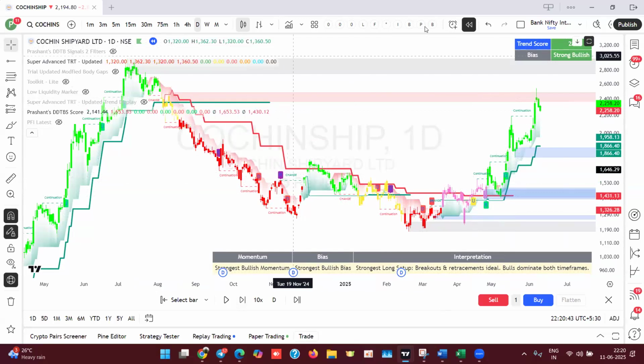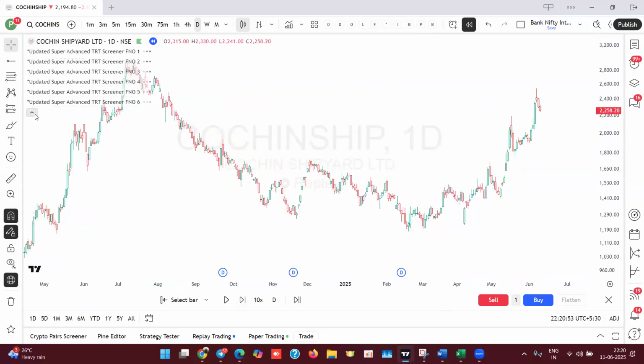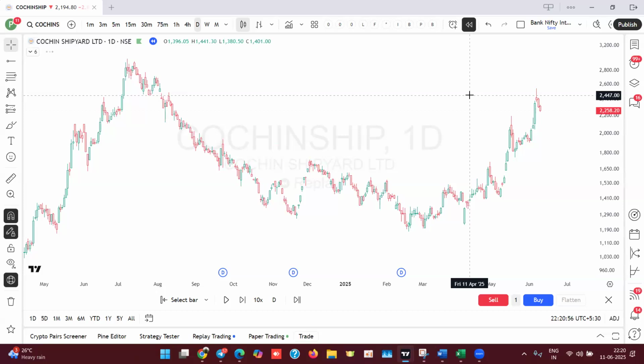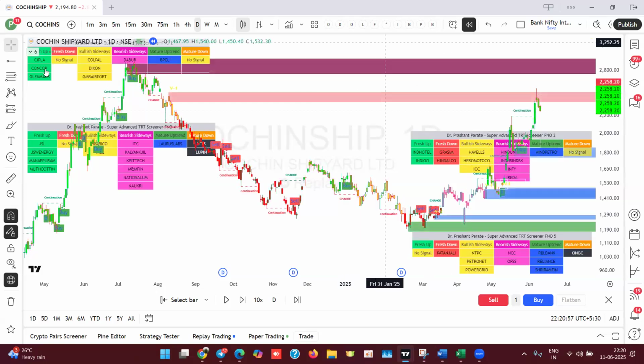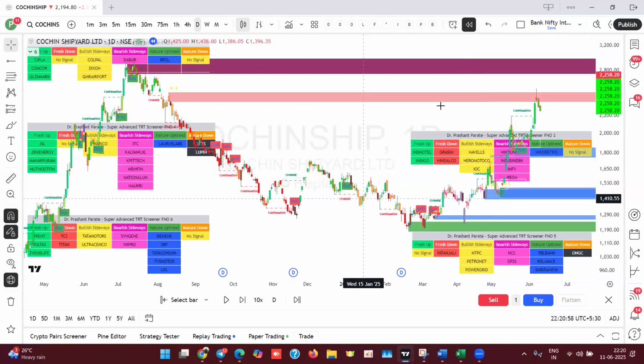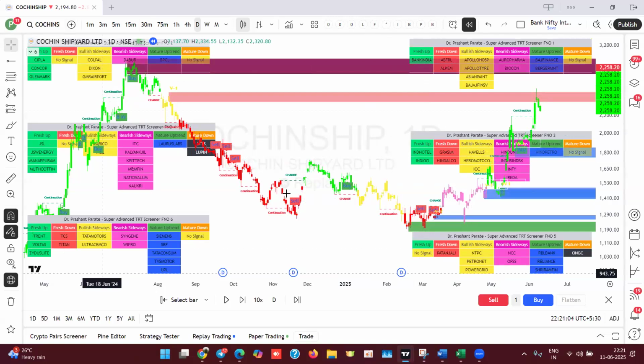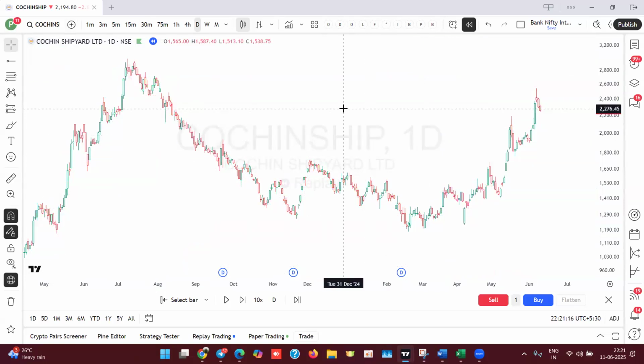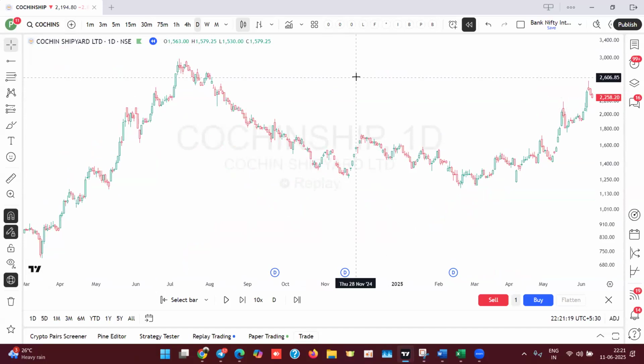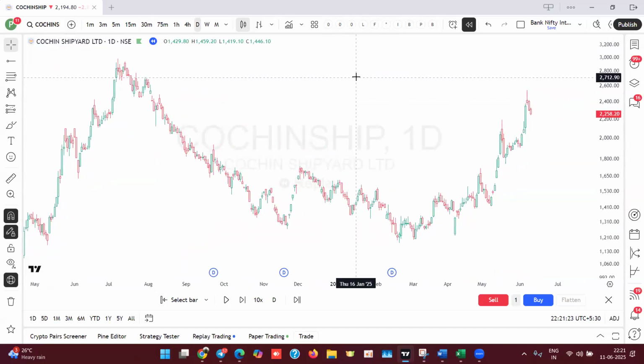With TRT screener, you get hundreds of stocks. So if we check this TRT screener, this is Nifty 200. There are so many stocks which have turned green. So choose all these stocks, find out which stocks have turned green recently, where PFI is favorable, where our DDTBS is also favorable, and if everything is favorable, you can take a trade, right? Any questions?